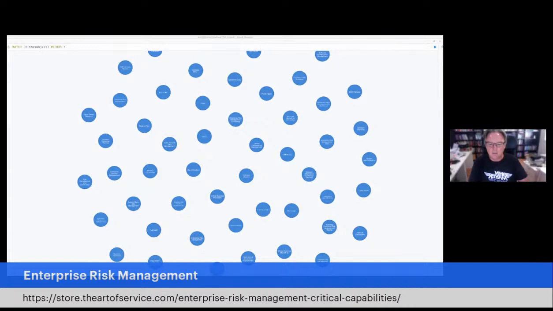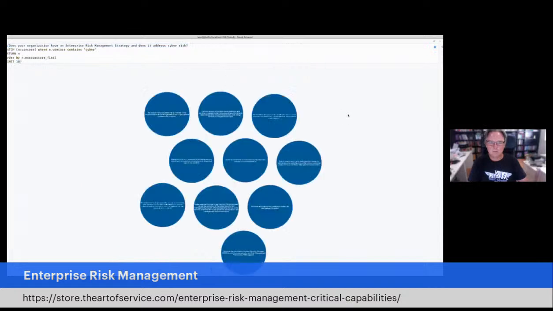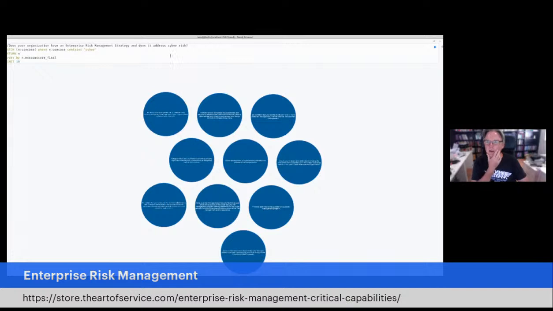Now, another way of using your critical capabilities in your Kanban is I can use it to give me insight into a question that I want an answer to. Question here is, does your organization have an enterprise risk management strategy, and does it address cyber risk? I don't know. Let's have a look. Tell me. Oh, wonderful platform. There you go. These are the top 10 highest prioritized enterprise risk management critical capabilities that are related to cyber.